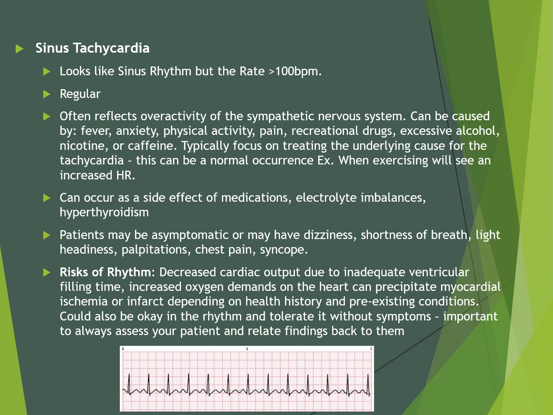Sinus tachycardia looks like normal sinus rhythm, but the rate is greater than 100 beats per minute. The rate is regular, and it often reflects overactivity of the sympathetic nervous system. It can be caused by fever, anxiety, physical activity, pain, recreational drugs, excessive alcohol, nicotine, or caffeine. And as practitioners, we typically focus on treating the underlying cause for the tachycardia.